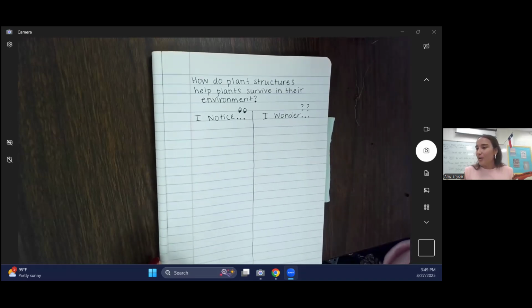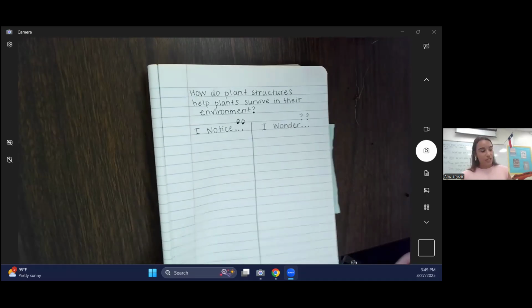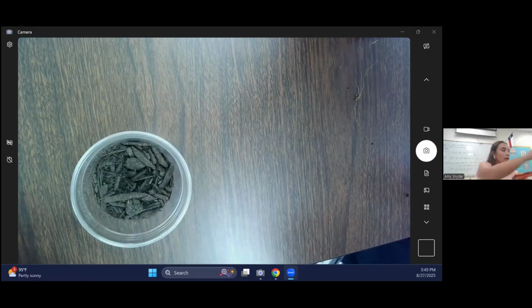Okay, so then we're going to get into our Explore. So the Explore is going to be the Roots lab investigation. So this is where I'm going to have you, if you were able to gather the materials, if you can take those out. So what you're going to need for the Roots lab is you will need 3 containers of soil.